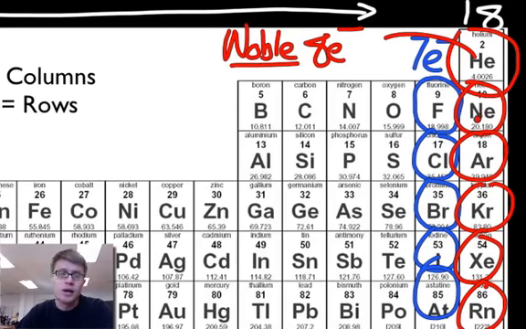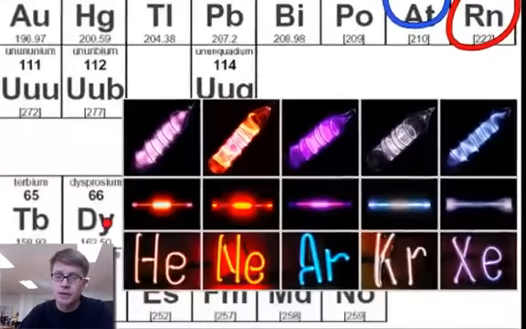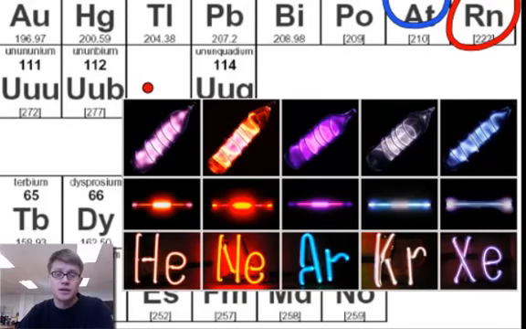Really stable. They've got complete outer energy levels or valence shells, and so they're really, really happy, unlike their halogen neighbors, which are right next to them. Okay, cool thing about them, if you look down here at this picture, you put any of the noble gases in a tube, run electricity through it, they're going to fluoresce as electrons move to higher energy levels and then fall back down. So if you look at neon lights or lasers, they are all made up of these noble gases.